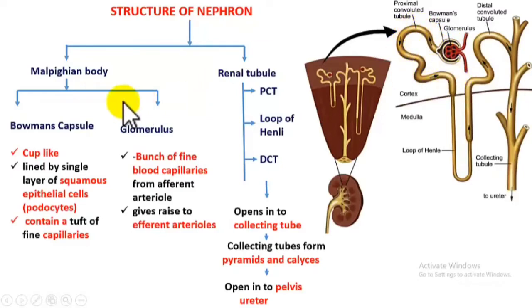Understood? So now what is glomerulus? Glomerulus is nothing but the blood capillaries that are present inside the cup. So there is a tuft or bunch of fine blood capillaries inside the cup, and that is called glomerulus.